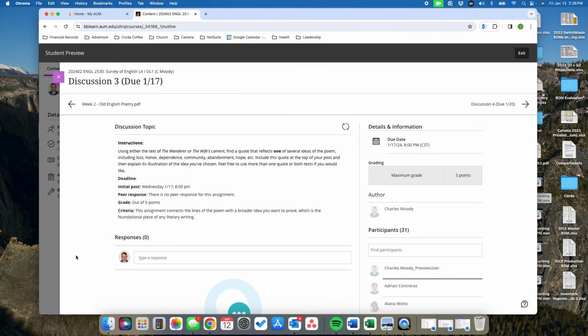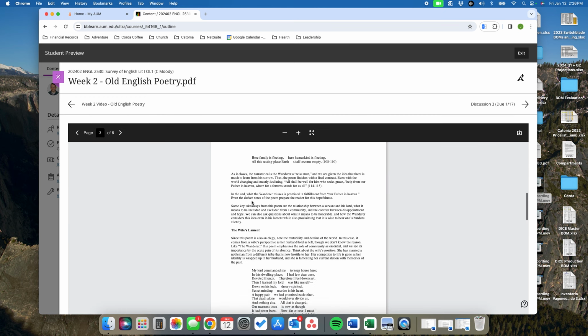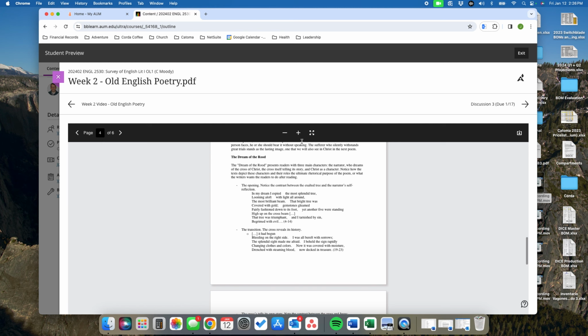In the next text and for the next assignment, you're going to be looking at The Dream of the Rood, which is, and here are the notes on it down here.